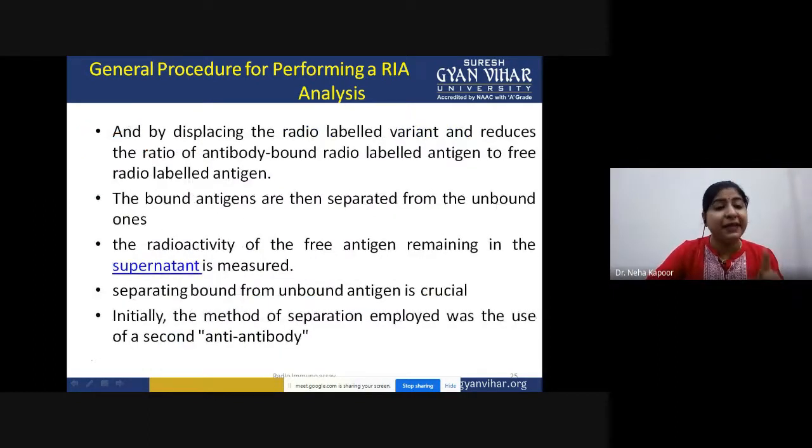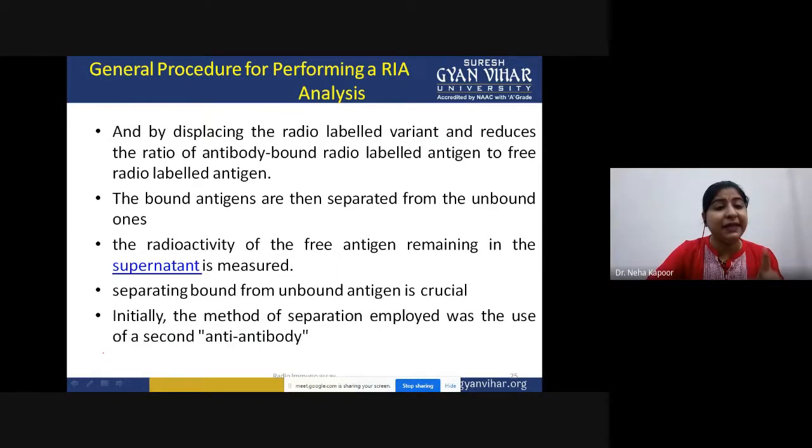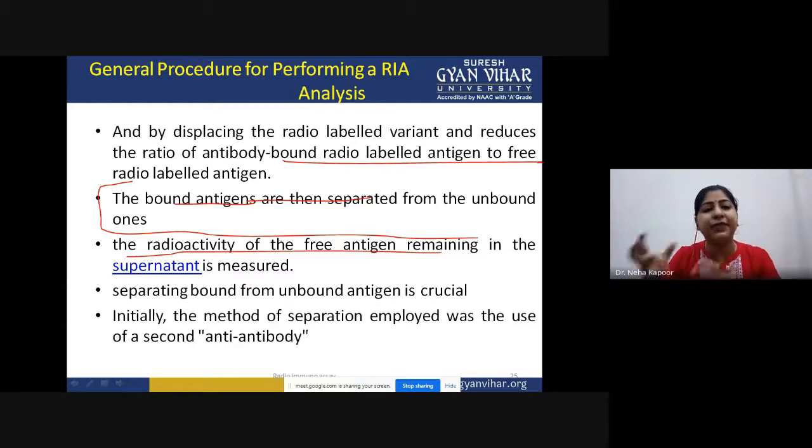By displacing the radiolabeled antigen, the ratio of antibody-bound radiolabeled antigen to free radiolabeled antigen would be reduced. So the bound antigens can be separated from the unbound ones. The radioactivity of the free antigen that is now present in the supernatant will be further measured. Depending upon the concentration of that free antigen, we can detect whether that antigen is present or not, or what its concentration is.